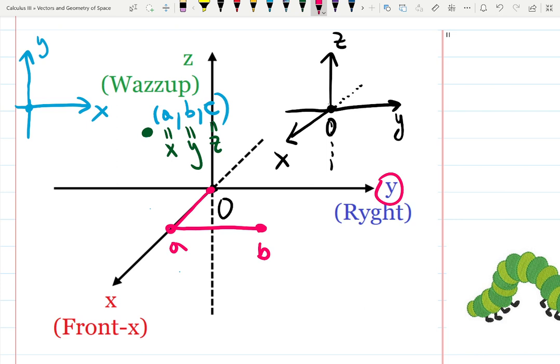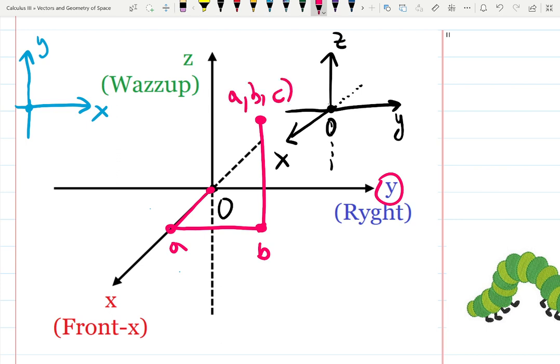Finally, C is to go up. And this is the point A, B, C. Like so. So this is how we're going to be doing it. The best is not to guess. The best is to start with X and Y, then Z. Front, right, up. And then if it's negative, then you go the other side.